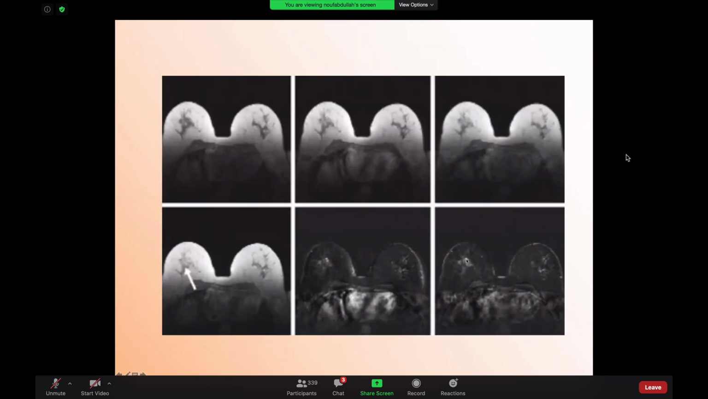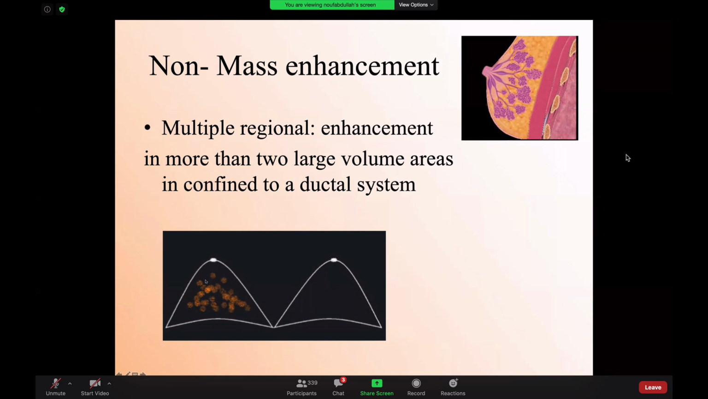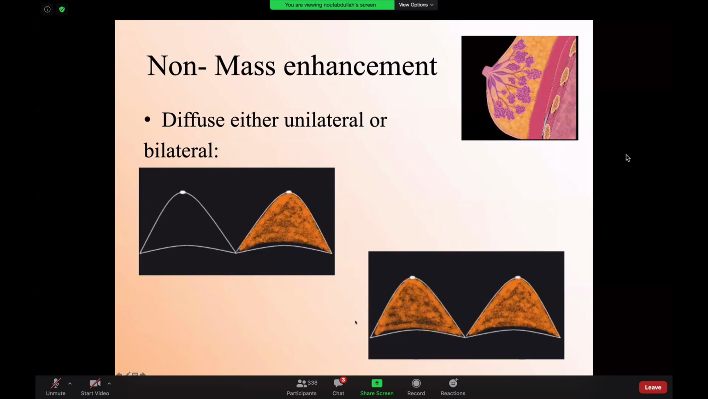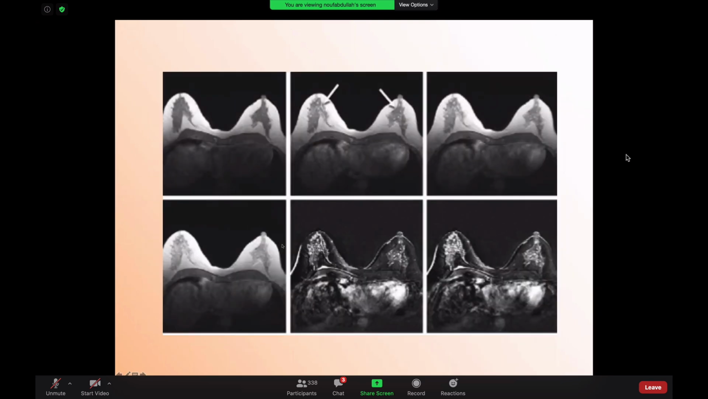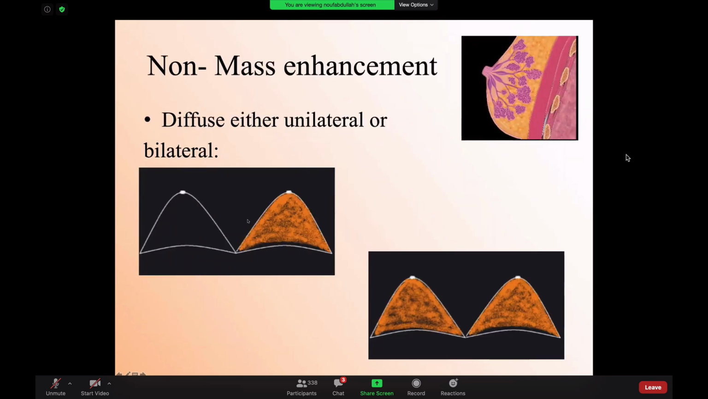Asymmetric, it could be benign, could be malignant. I have to assess further the other images. Multiple region, if it's very asymmetric, it is suspicious. If it's symmetrical, it is most likely benign. Diffuse, if it's asymmetric, very suspicious. If it's symmetrical, it's very benign.